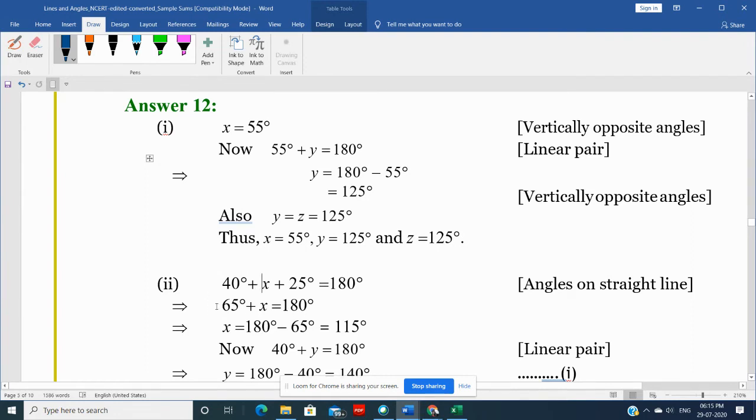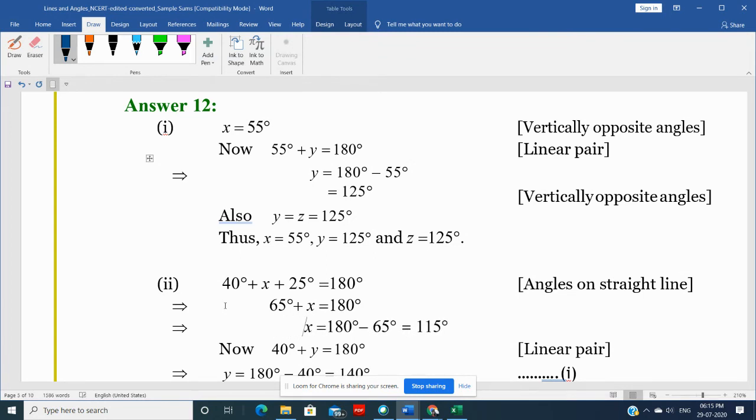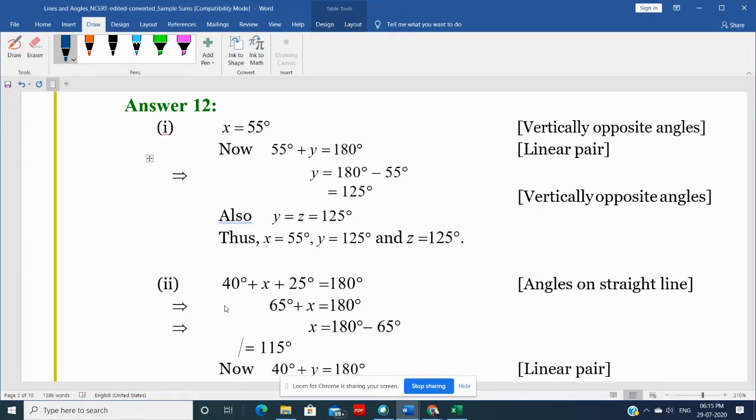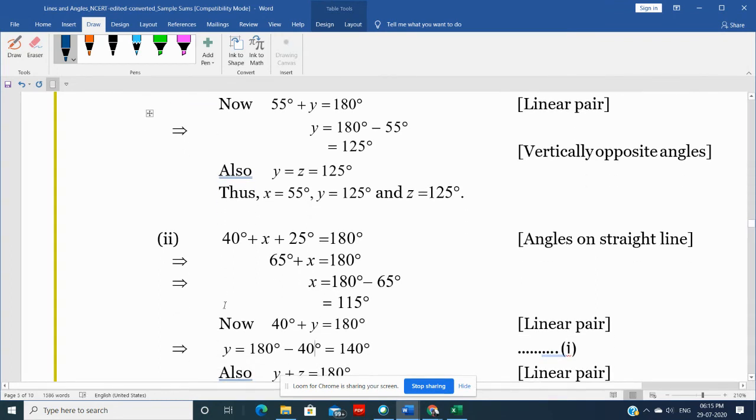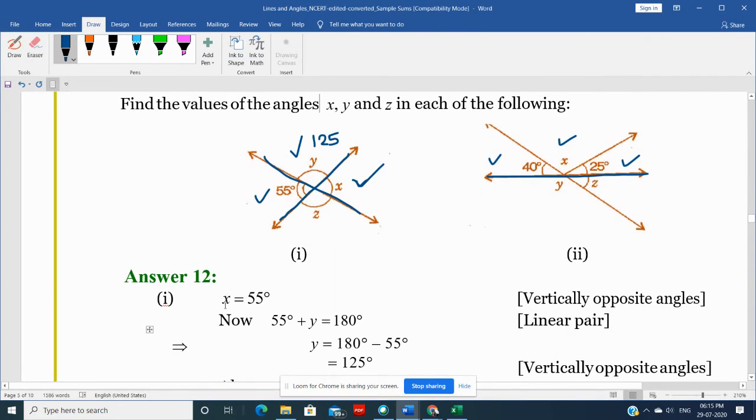Now if you solve this, it will give you 65 plus x is equal to 180. Again, if you solve it, we need x, so 180 would remain the same, but 65 would go to the other side with a minus because it is plus here. So the answer is 115. All right. So x becomes 115. So I'll just write it down here, 115.